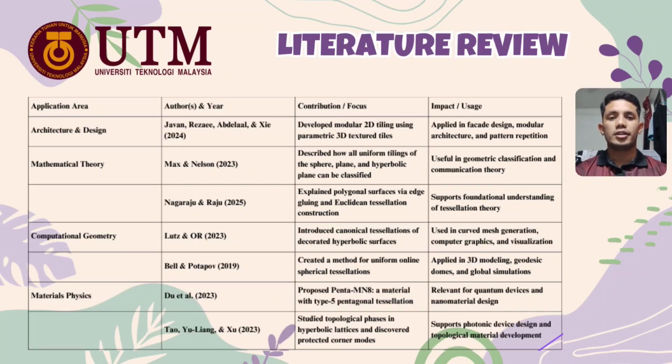In the field of architecture and design, Jawan et al. developed a modular method for 2D tilings using 3D texture tiles. By applying parametric modeling, their method allows for flexible and aesthetic package design using repeated identical tiles. In mathematical theory, Maas and Anderson work on classifying all uniform tiling across Euclidean, spherical, and hyperbolic space.